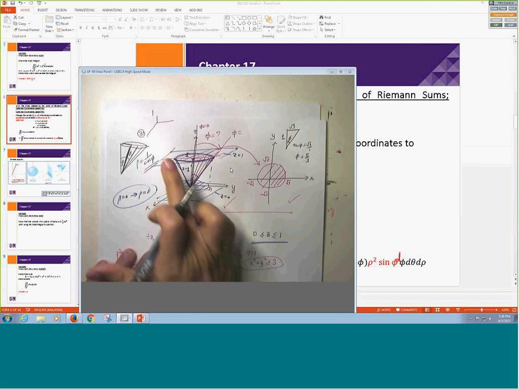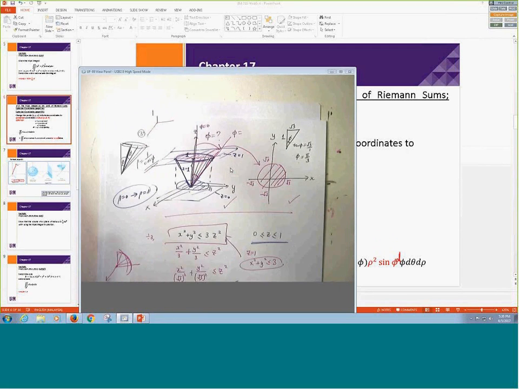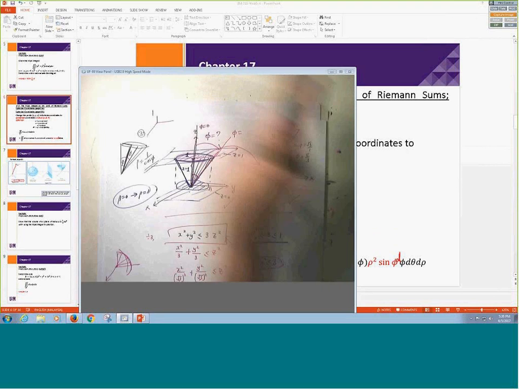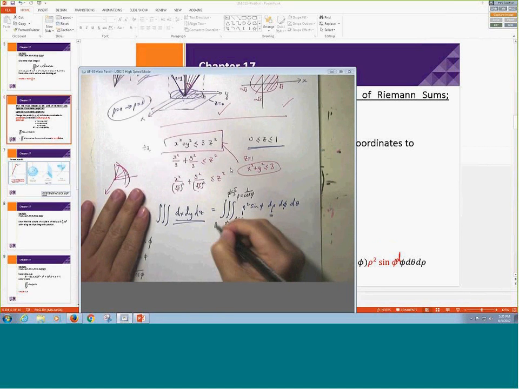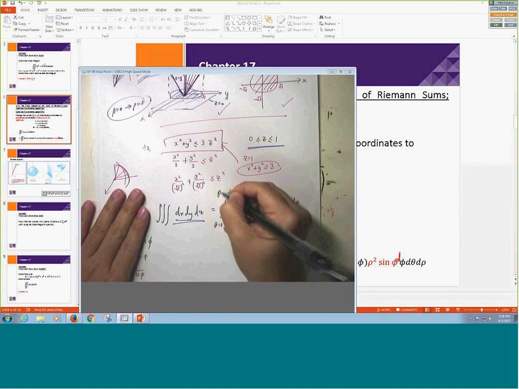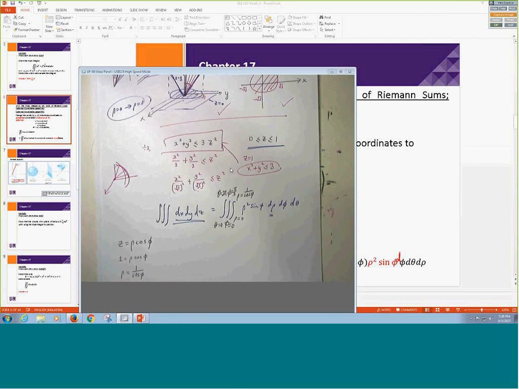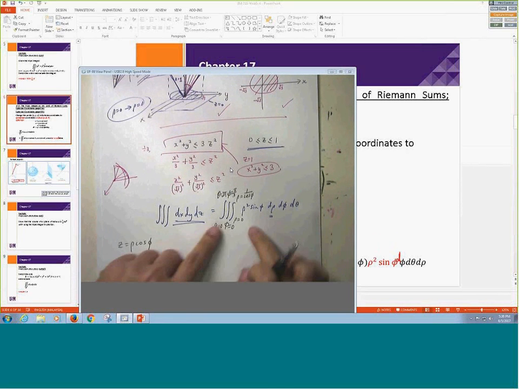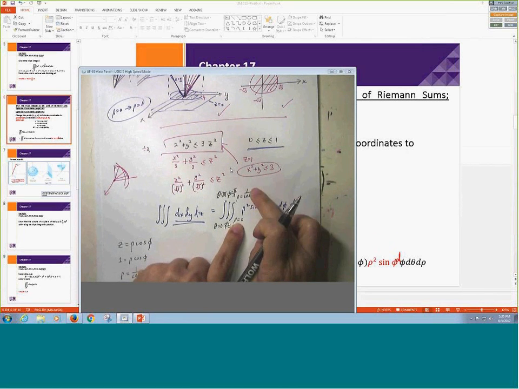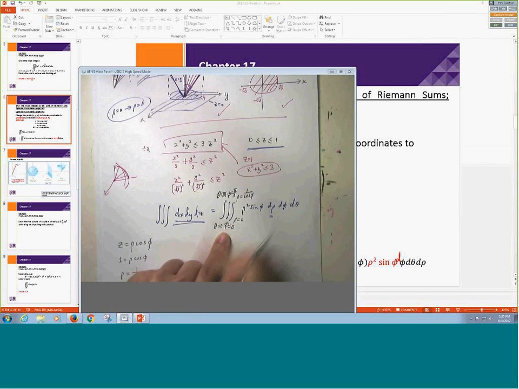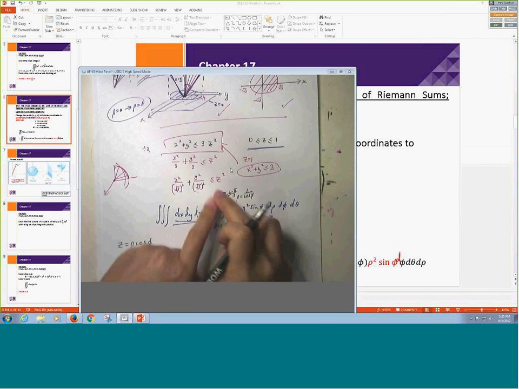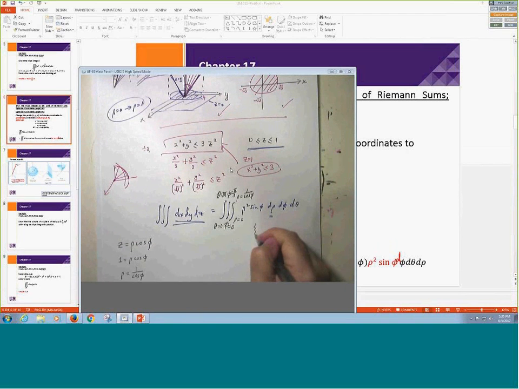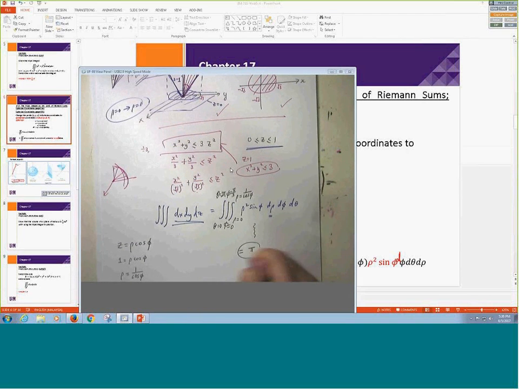And this cone covers all of positive and negative, so theta will be 0 to 2 pi. So rho from 0 to 1 over cos phi, phi from 0 to pi over 3, theta from 0 to 2 pi. At the end, you will get the answer, which is pi.